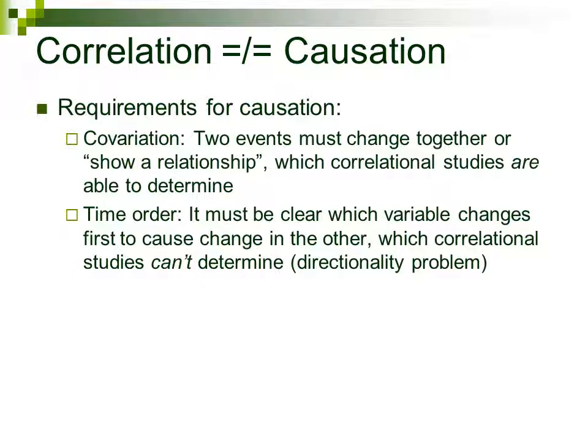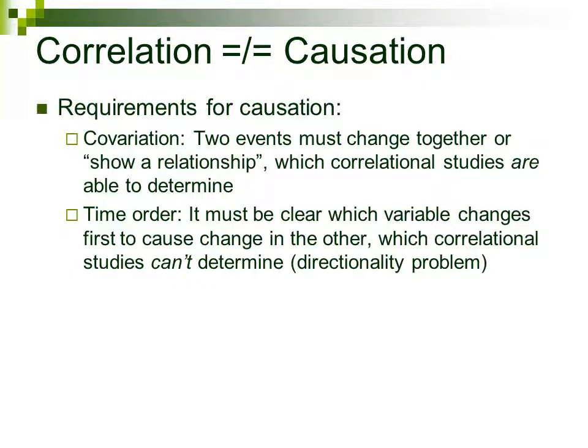So, because correlational studies can't determine which variable is changing first, and is thus causing the change in the other variable, they can't be used to determine causation, right? We see a relationship between beer drinking and not being very productive at work, but we don't know which variable is causing the change in the other variable.